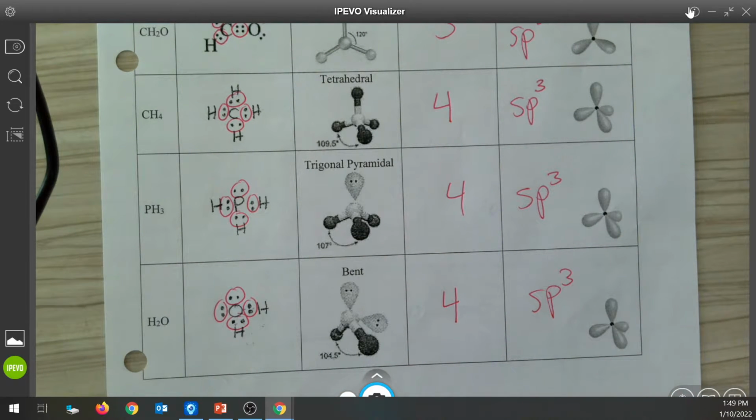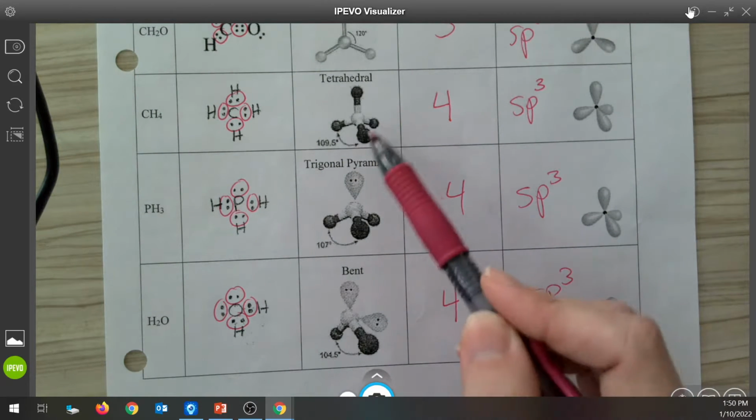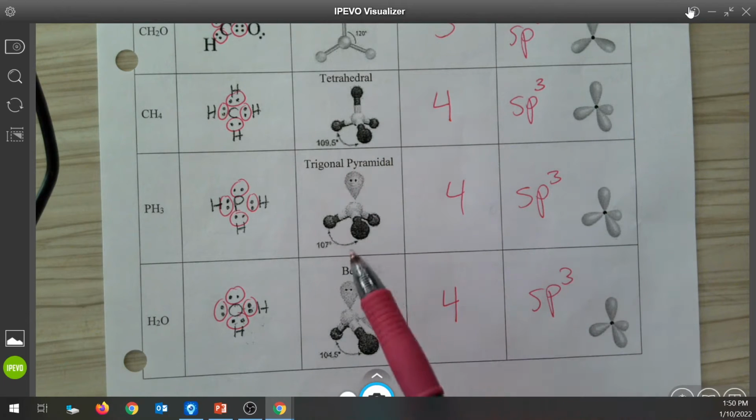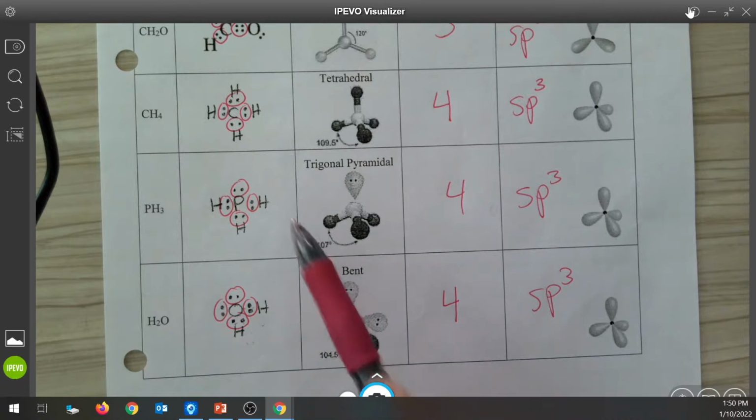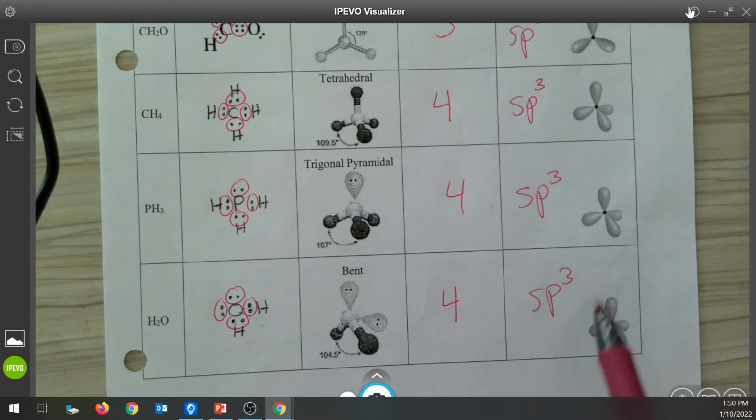So for hybridization, it doesn't matter whether it's a lone pair or a bonding pair. It counts as an area of electron density, and it affects the shape in a very similar way. We know the bond angles for these are slightly different, depending on how many lone pairs there are. But overall, the general shape of those bonding orbitals is pretty similar. Okay? So that's hybridization, okay?